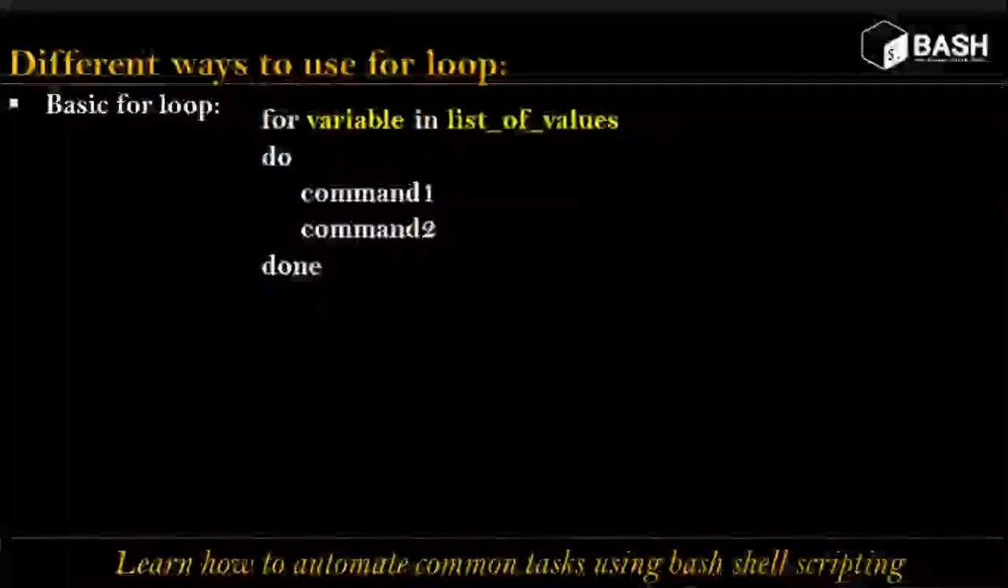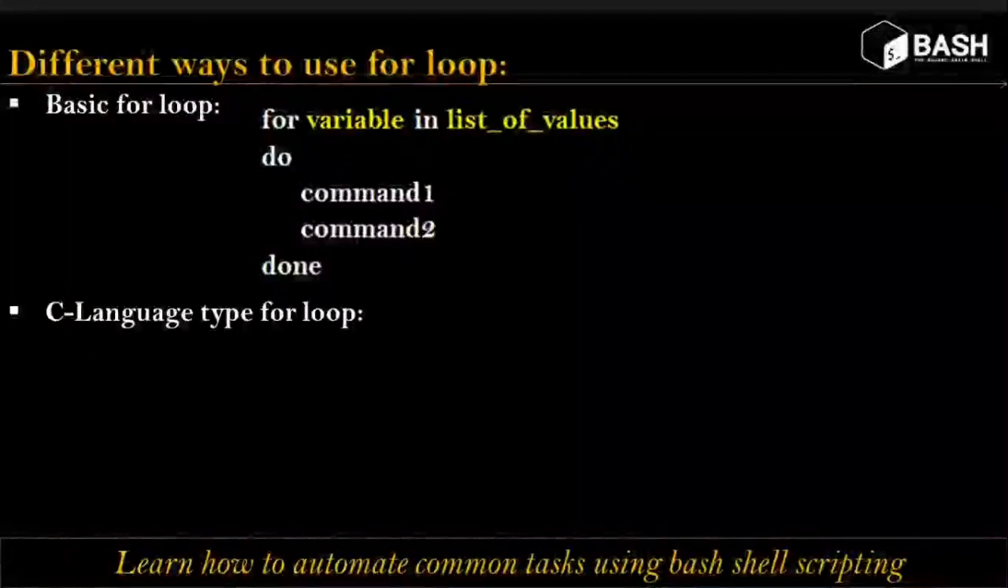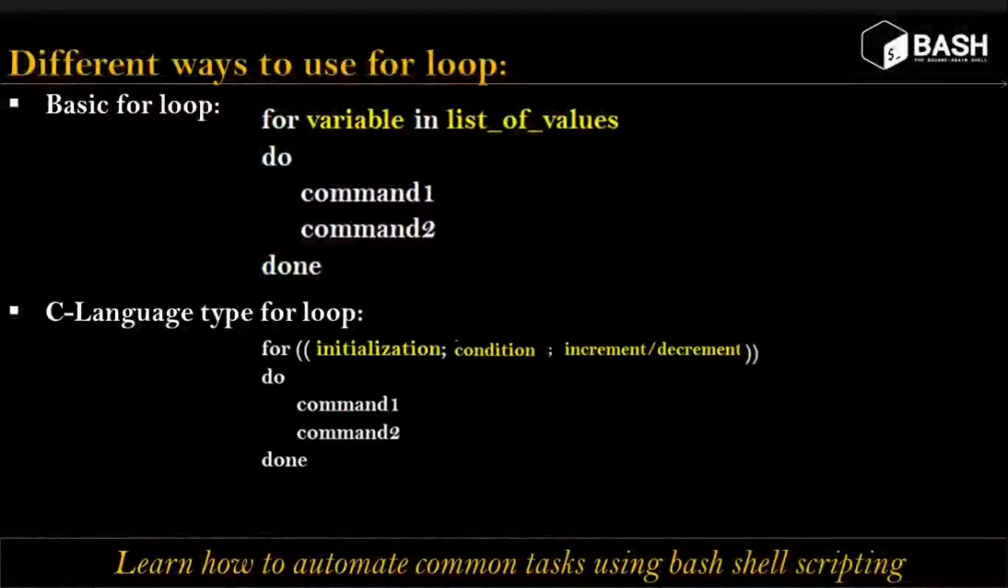The next syntax is the C language type for loop. Let me give the syntax for that. This is the syntax for the C language type for loop. If you observe here, for, two parentheses, ending with two parentheses, then the very first value is initialization, semicolon, condition, semicolon, increment or decrement, and between do and done you are writing your for block. So you can write here any number of commands or lines or statements or logics.